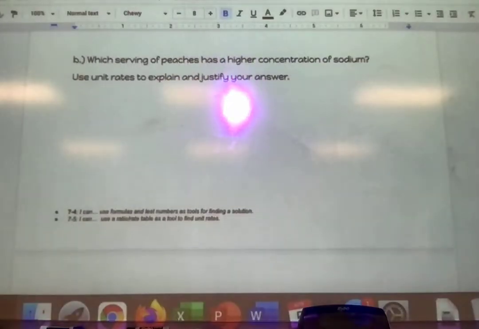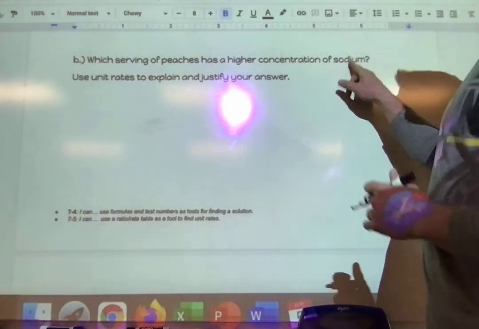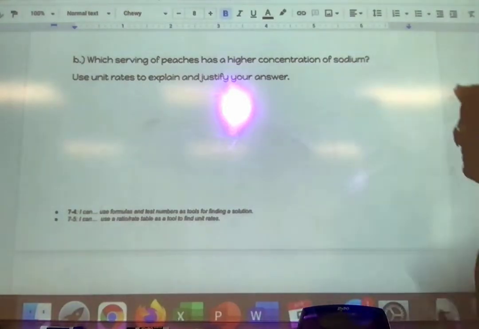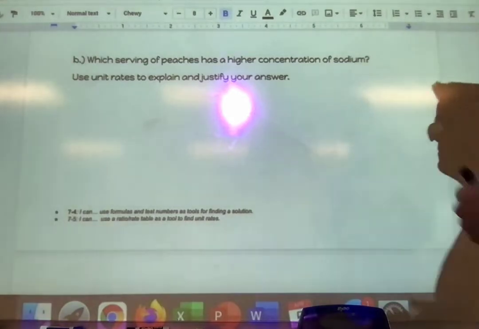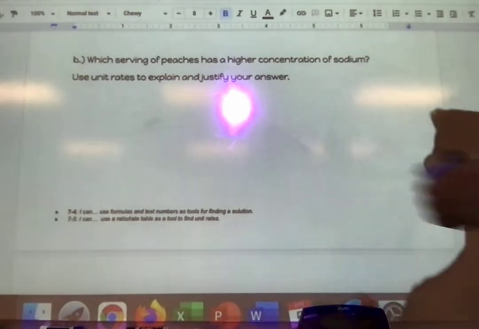All right, so the next question here, we're looking at which serving of peaches has a higher concentration of sodium. Now we're looking at the salt, the sodium. And again, I have to use unit rates. All right, so I'm not going to pull that table back up here, but I'll write it up. And again, you have that right there on your sheet you can look at.